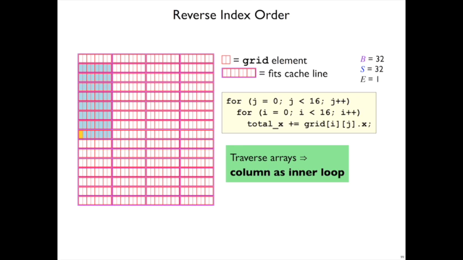So what you can quickly see from this example is: don't do that. Don't put the column access outside as the outer loop and the row access as the inner loop. Swap them around. Make the column the inner loop always. Right? And that corresponds to C being row major order. That means row is the major loop, the one on the outside.